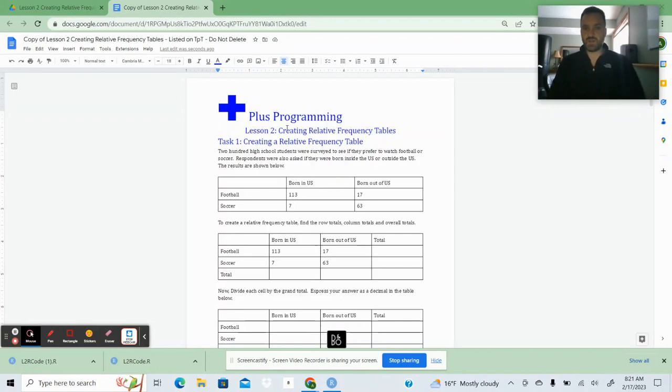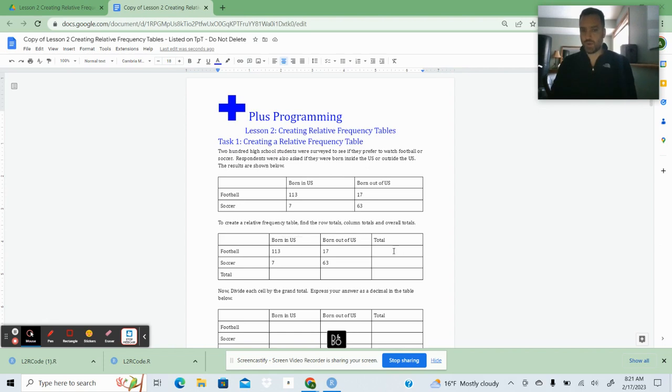So this is lesson 2, creating relative frequency tables. First, we're going to look at a survey where 200 high school students were surveyed to see if they prefer to watch football or soccer, and then asked if they lived in the US or outside of the US. So here is our frequency table, and what we're going to do is convert it to a relative frequency table.